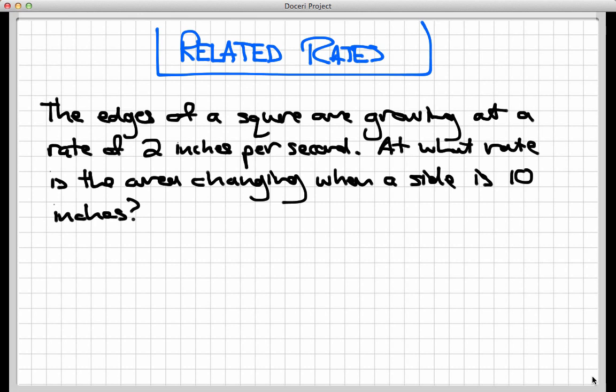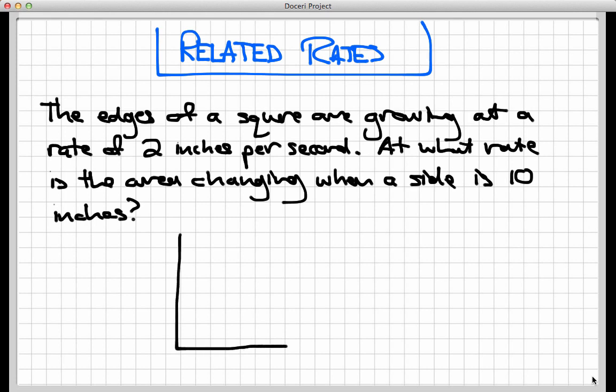Hello and welcome to this video, which is an example of a basic related rates question. So here we're given that the edges of a square are growing at a constant rate of 2 inches per second. And we want to know at what rate is the area of the square changing when a side is 10 inches long. So the picture here is that we have a square.